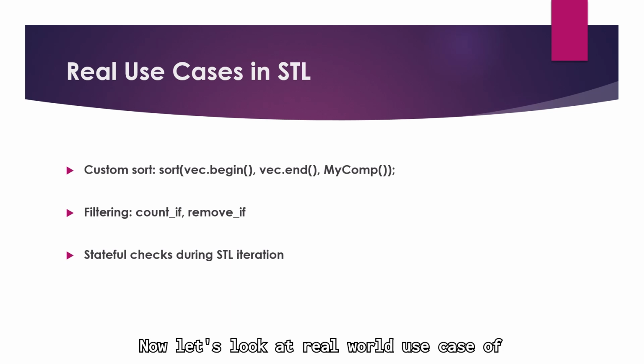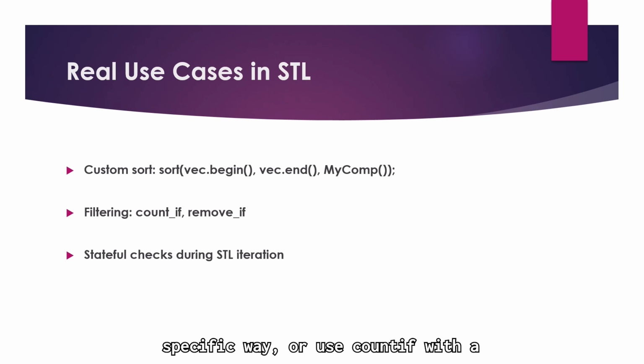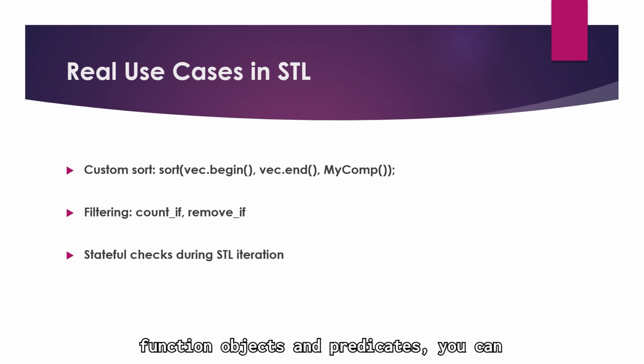Now let's look at the real-world use case of functors and predicates. Functors and predicates are widely used in STL algorithms like sort, find_if, count_if, remove_if, and transform. For example, you can use a custom comparator in sort to order elements in a specific way, or use count_if with a predicate to count how many numbers in a vector are greater than a particular value. By leveraging the power of function objects and predicates, you can write more expressive, efficient code. Functors and predicates are incredibly versatile tools that let us embed complex logic directly into our algorithms.